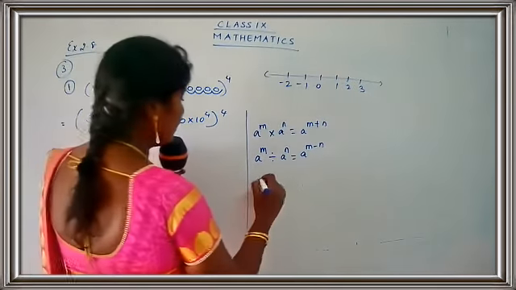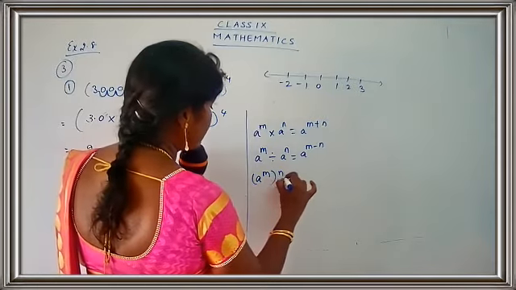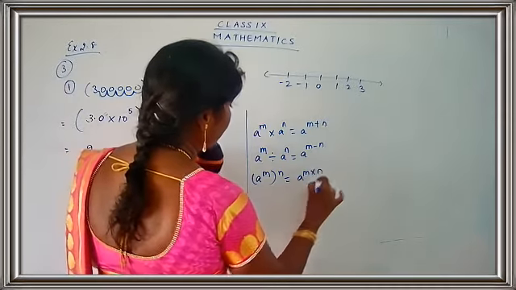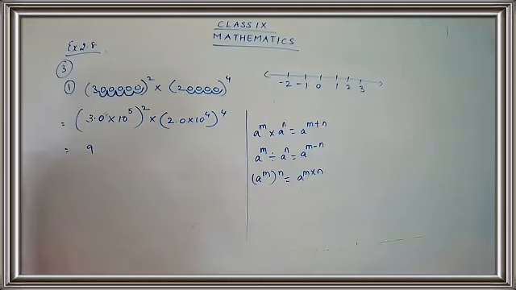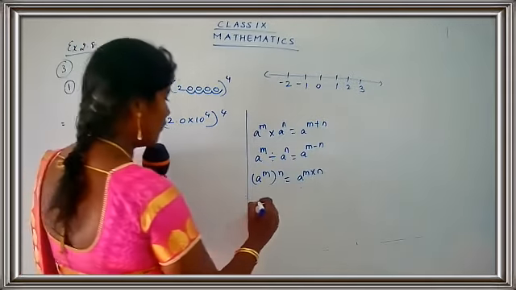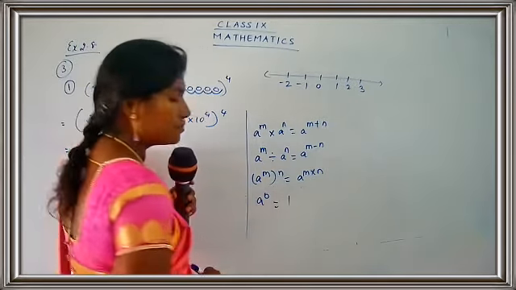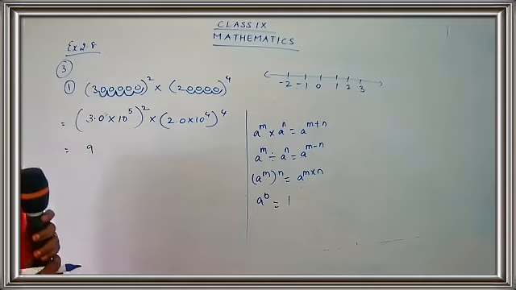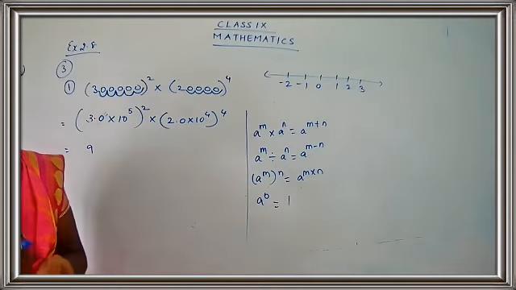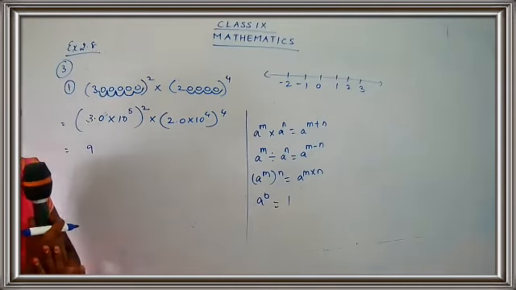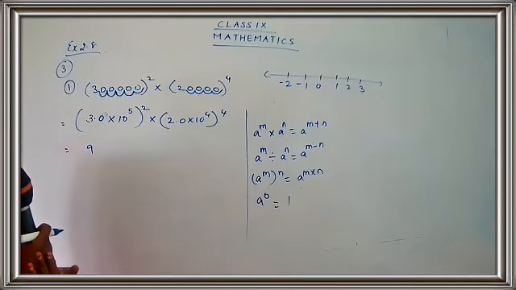There are two more laws. A raised to m, the whole raised to n is equal to a raised to m into n. And also you write down the law for a raised to 0. Anything raised to 0 is going to give you 1. A raised to 0 is 1. If any number is raised to 0, the answer is 1. Write down the laws. We have to use the laws for solving the sums.